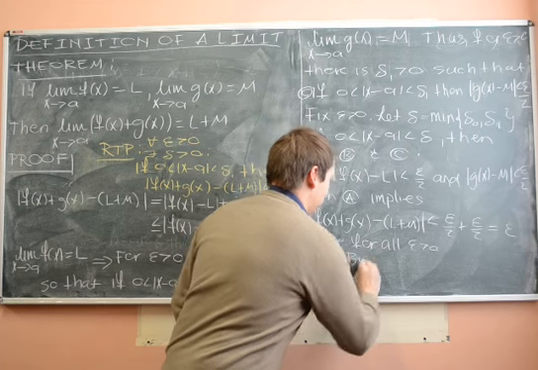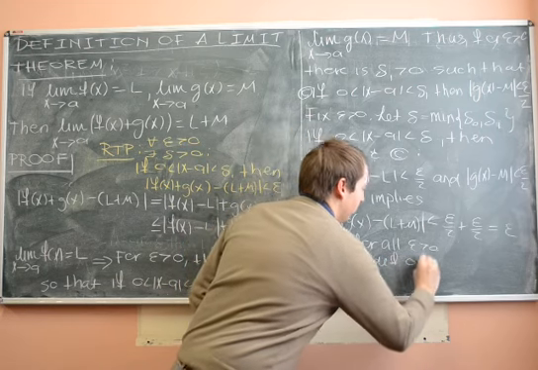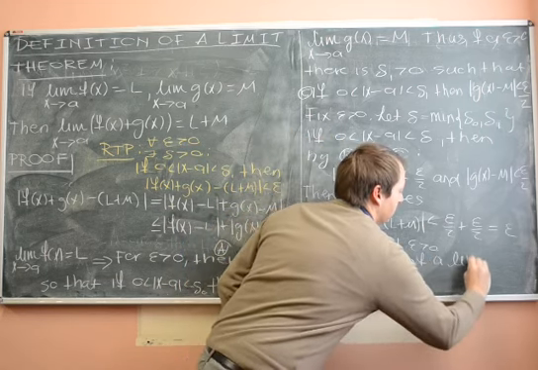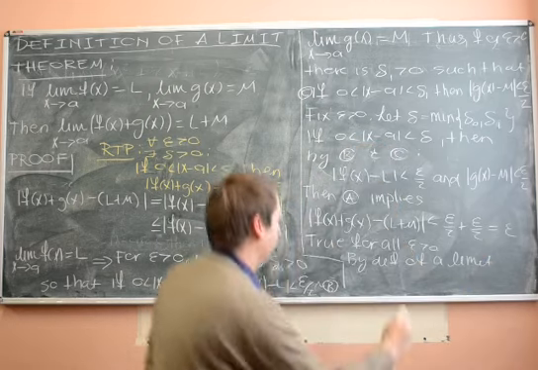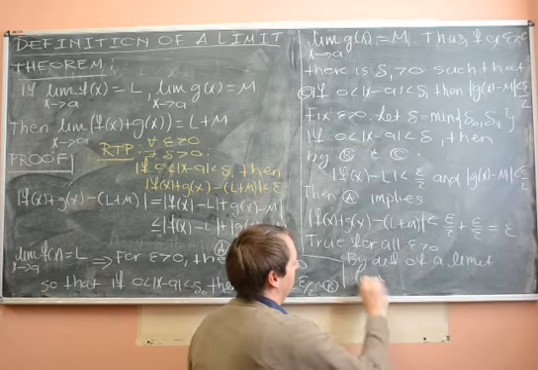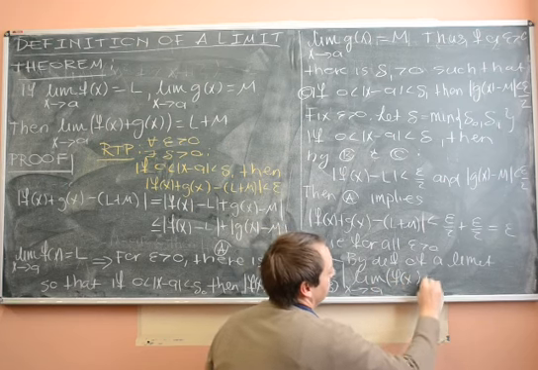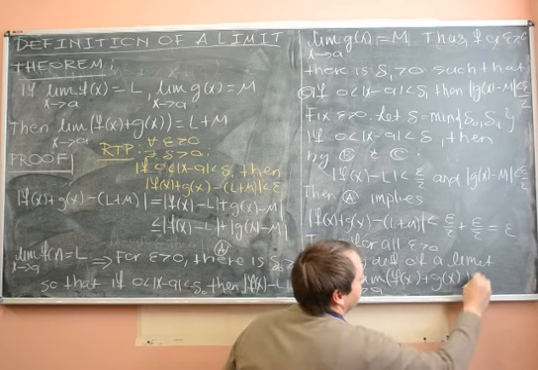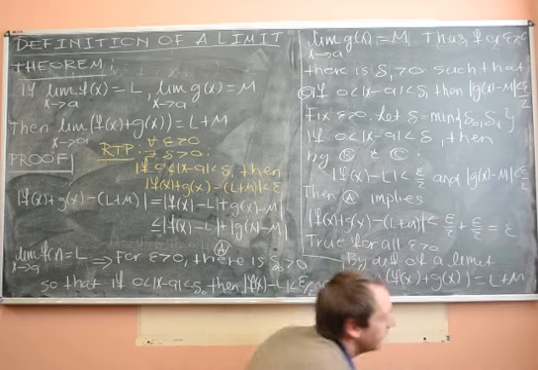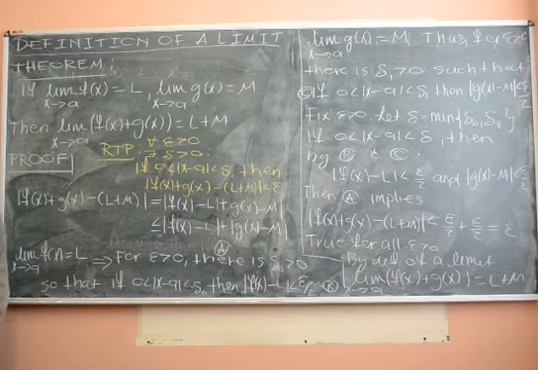So by the definition of the limit as x goes to a, the limit of f of x plus g of x is L plus m. And that's how this theorem is proved.